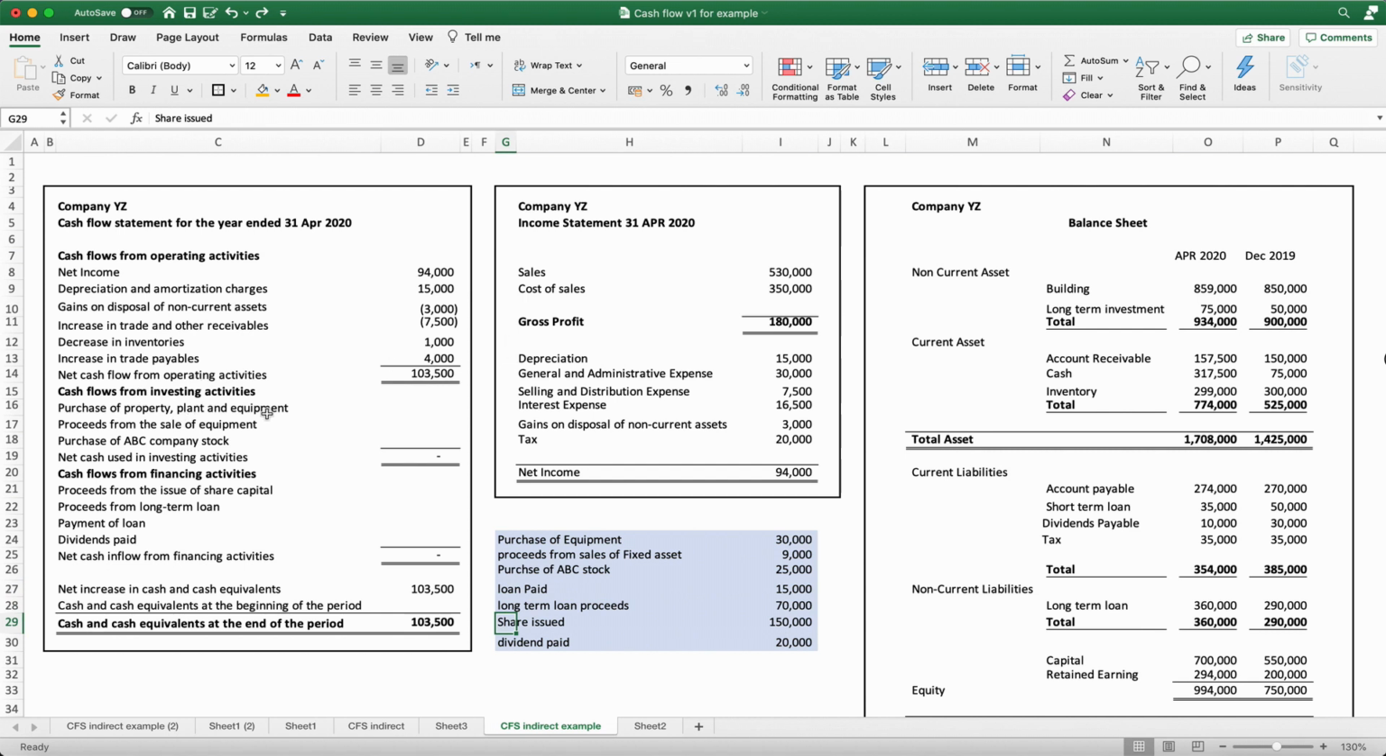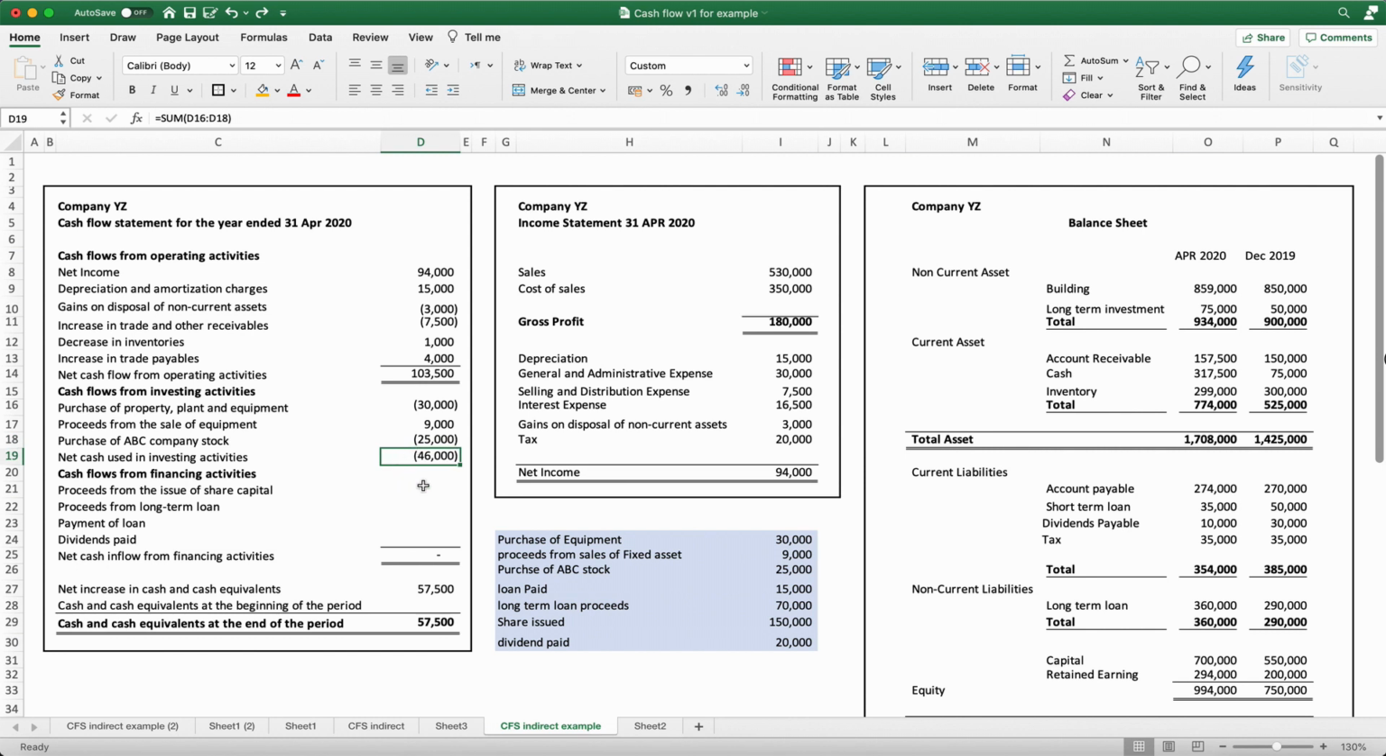So let's start with investing activities. We said that we have purchase of equipment. This is going to be a cash outflow. We paid for it. Then we have proceeds from sale of equipment. This is a cash inflow, positive. And then we have purchase of ABC stock. Again, we paid for the stock, so it's going to be a cash outflow. I will pass this adjustment, and we are done with cash flow from investing activities, and this is our total here.